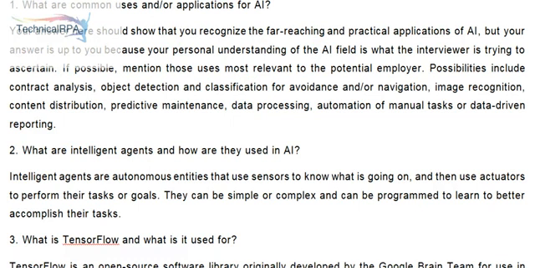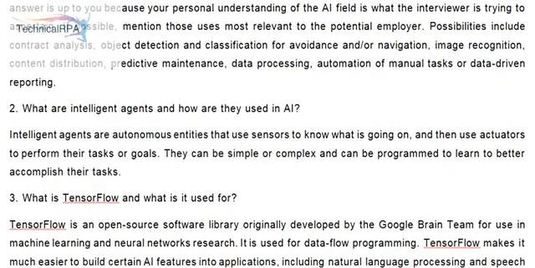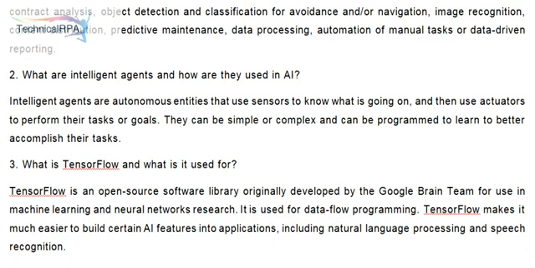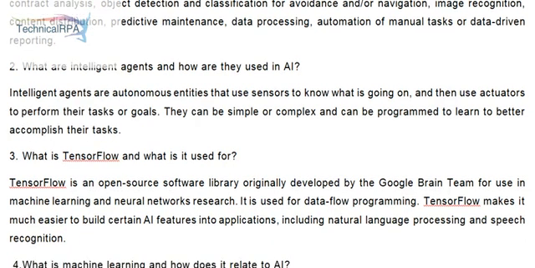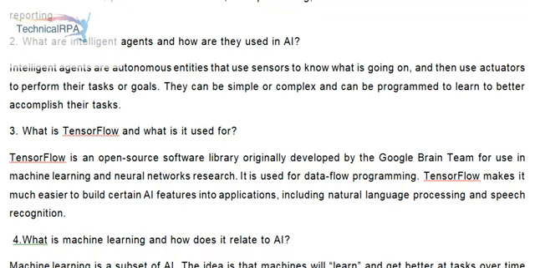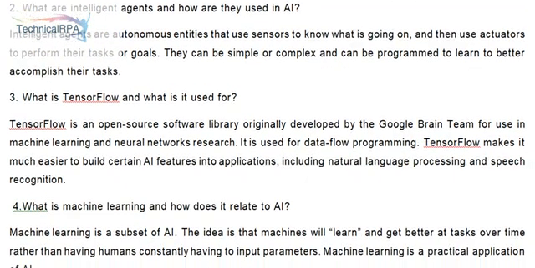2. What are intelligent agents and how are they used in AI? Intelligent agents are autonomous entities that use sensors to know what is going on, and then use actuators to perform their tasks or goals. They can be simple or complex and can be programmed to learn to better accomplish their tasks.